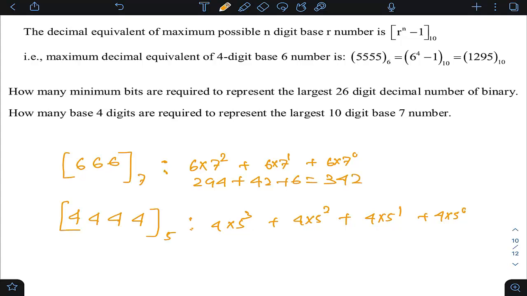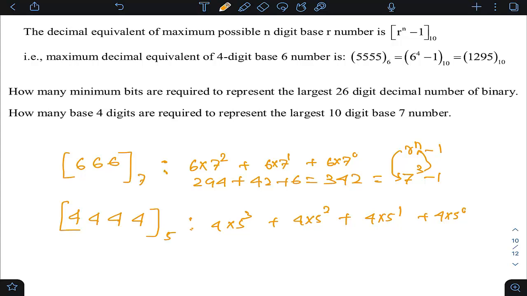My claim is this 342 can be written as 7 to the power 3 minus 1. From where is this 7 coming? This 7 is coming from the base. From where is this 3 coming? The 3 is the number of digits. So this number is equivalent to radix to the power number of digits minus 1. That is what I have written. The decimal equivalent of the maximum possible n digit base r number is r to the power n minus 1, where the r value is 7 and the n value is 3.